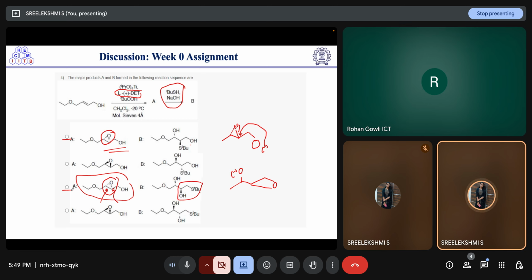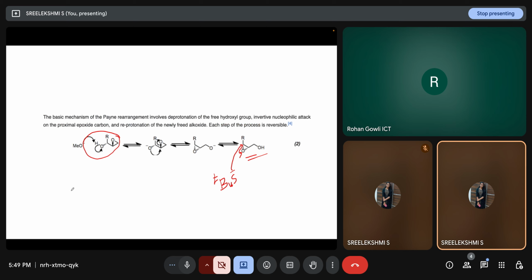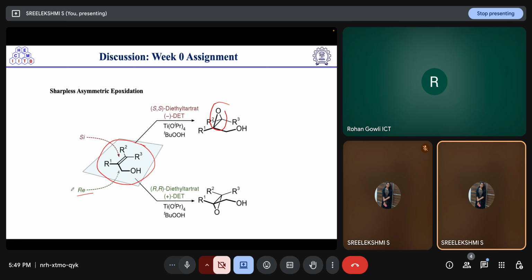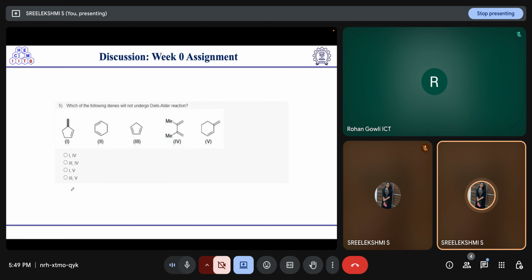So here we have discussed two named reactions: Sharpless asymmetric epoxidation and this Payne rearrangement. Now the next question: which of the following dienes will not undergo Diels-Alder reaction? Diels-Alder reaction means we should have a diene and a dienophile. So here five dienes are given. Out of these five dienes, which cannot undergo Diels-Alder reaction?